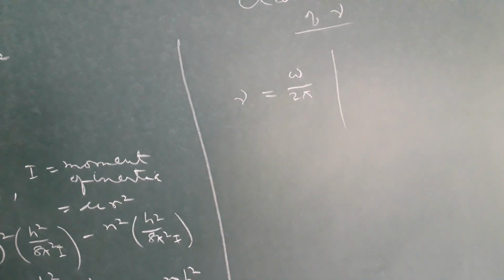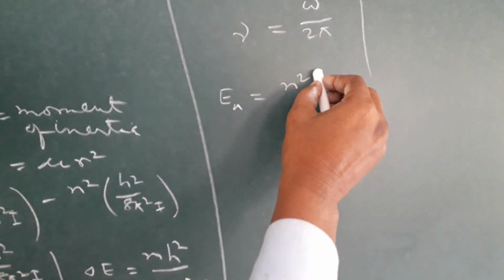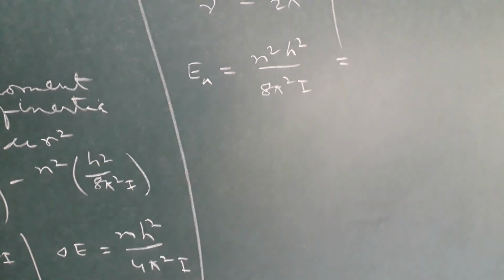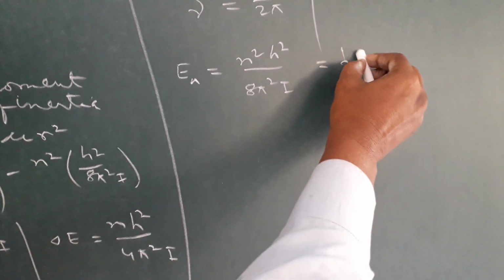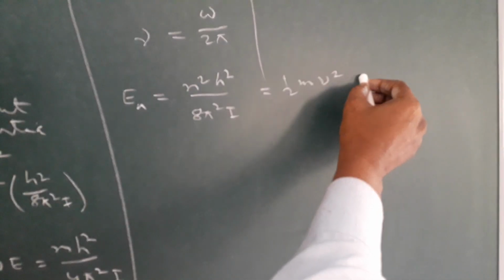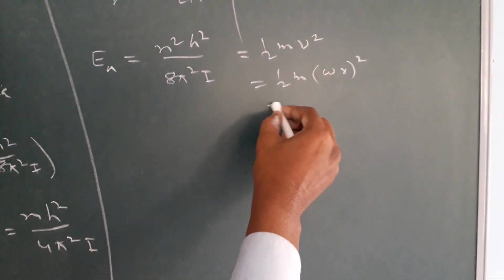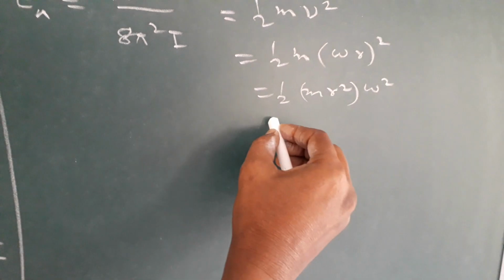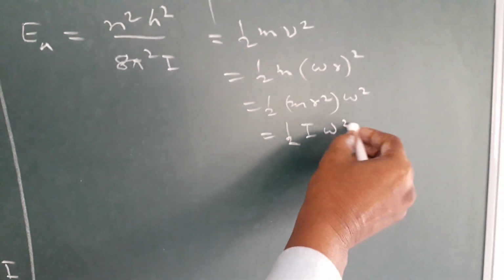Now we know the energy of this rigid rotator is equal to n square h square divided by 8 pi square I, and in the classical way, the energy of this rotator will be equal to half m v square, which equals half m omega r whole square, which equals half m r square into omega square, and this is half I omega square, where I is the moment of inertia.